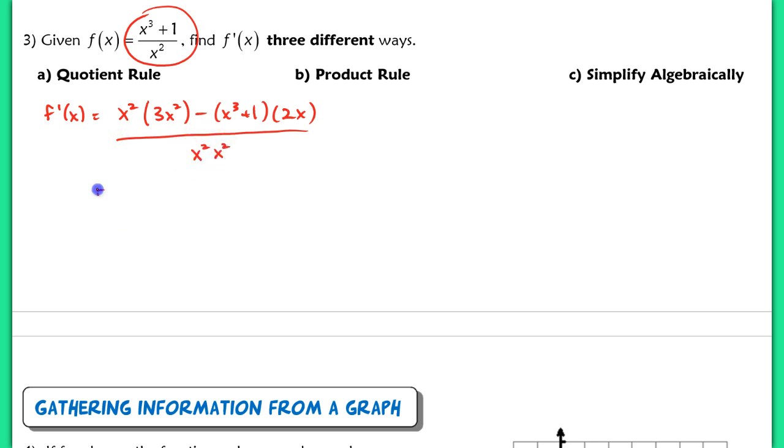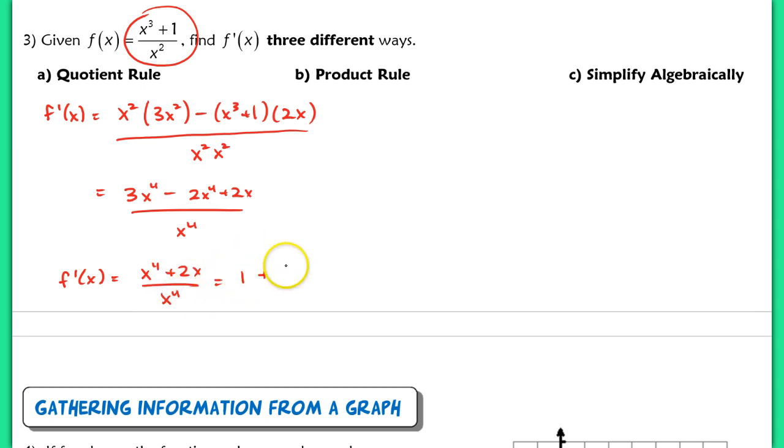All right, so let's algebraically simplify. We have 3x to the fourth minus 2x to the fourth plus 2x all over x to the fourth. So if we simplify, the derivative here is going to be x to the fourth plus 2x over x to the fourth, and we can rewrite that as 1 plus 2 over x cubed.